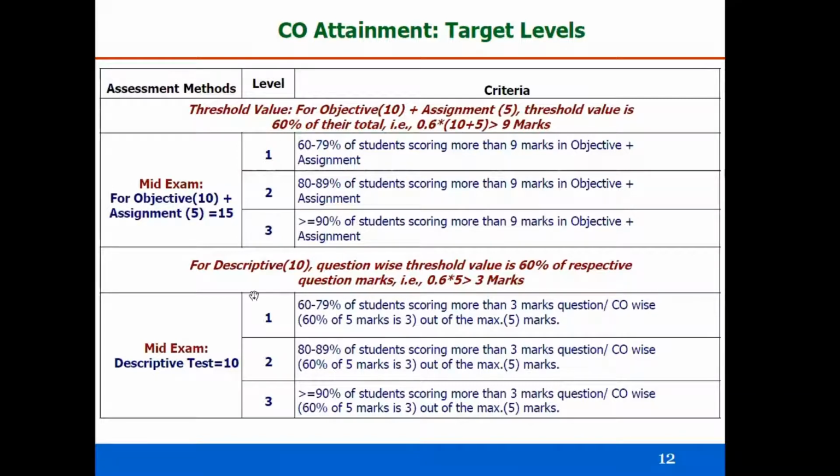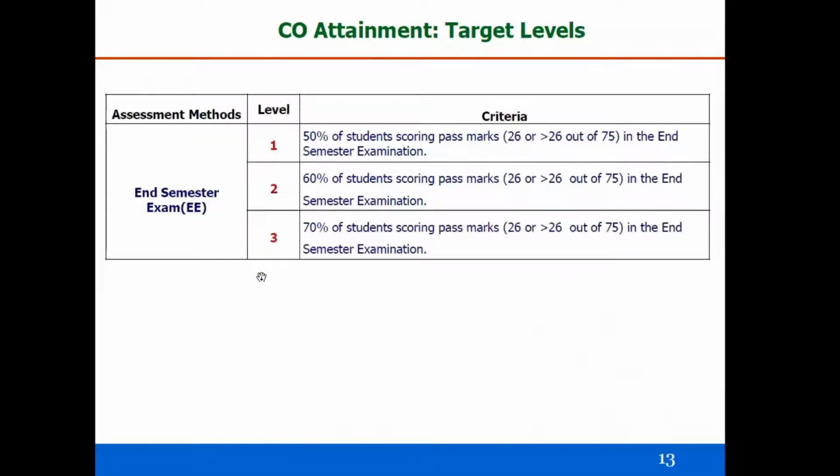With these target levels, now let us move to the end examination. The end examination target levels are different. Why? Because internally many students may secure a minimum of 60 percentage, but the external is not in our hands. That depends on the university evaluation. So by seeing the university average results, we have to fix the target levels.